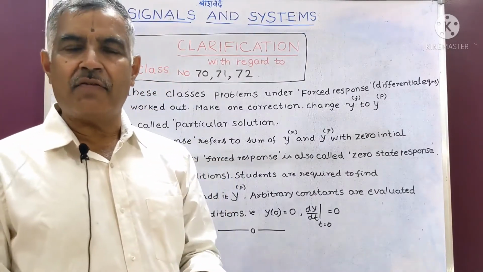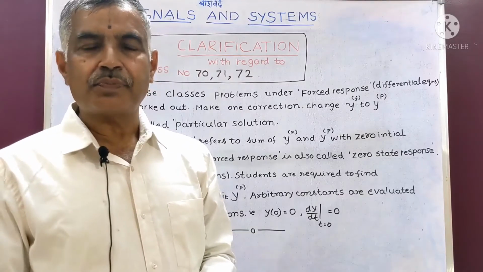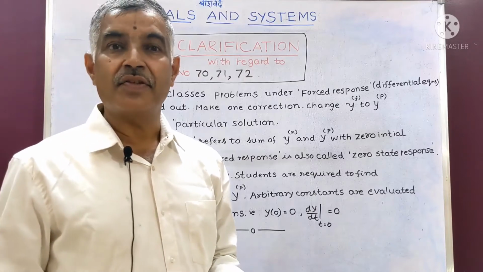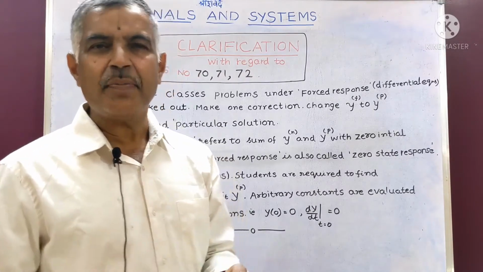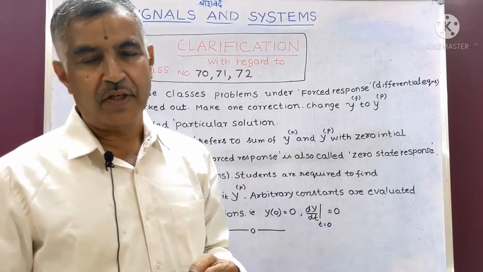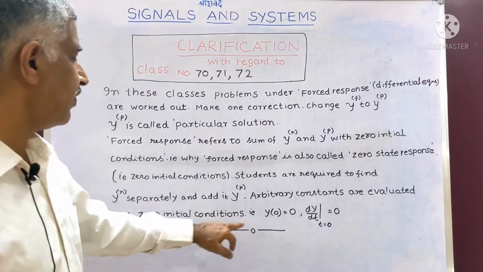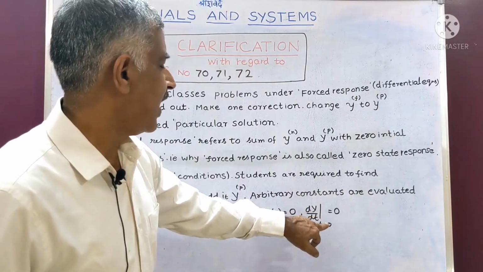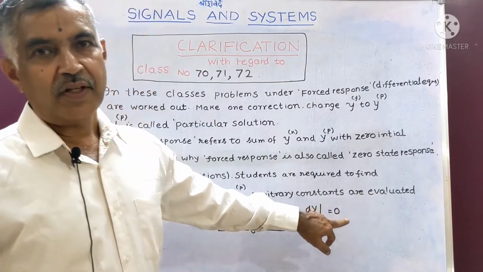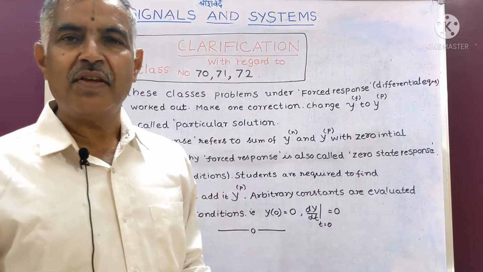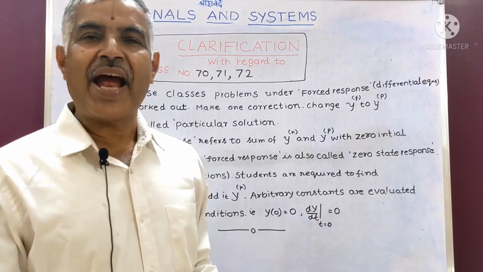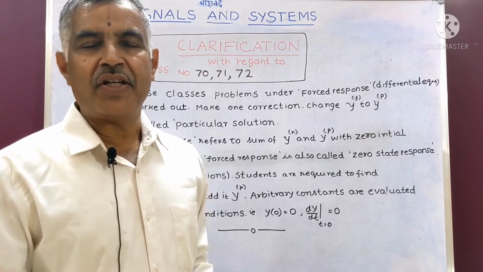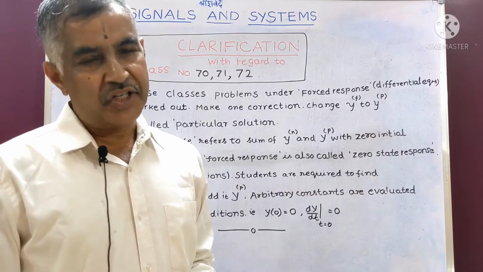After adding Yn with Yp, take zero initial conditions, because forced response is also called zero state response. State stands for initial state. So zero initial conditions means y of 0 is equal to 0 and dy by dt at t equal to 0 is also 0. So you separately find Yn, add it to Yp, and then evaluate the arbitrary constants using zero initial conditions.